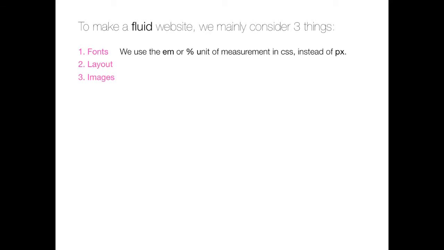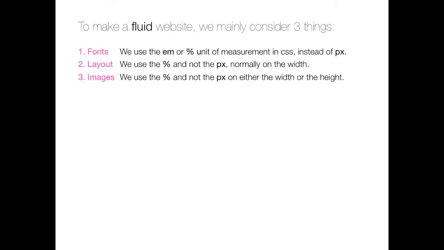To make a fluid website, we need to consider three things: fonts, layout, and images. We use the percentage or the EM unit of measurement in CSS instead of pixels when dealing with fonts. We use the percentage and not the pixel normally on the width when working on a layout. And we use the percentage and not the pixel on either the width or the height for images.